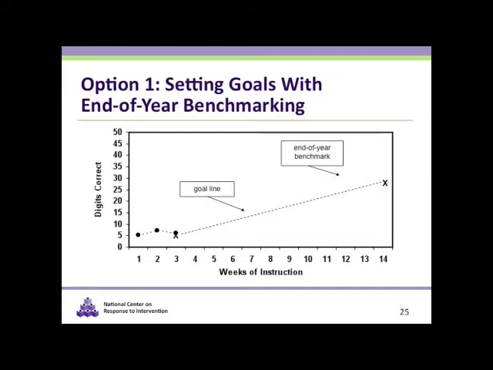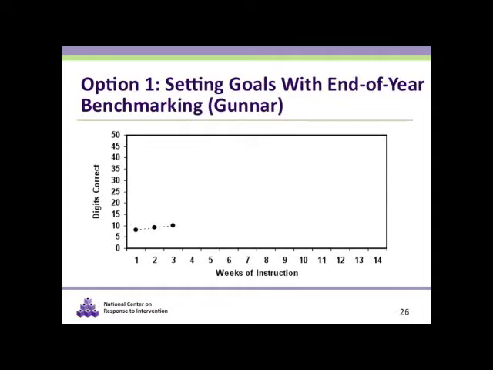At this time, you will want to get out your Practice Using Progress Monitoring Data handout and look at the first example, Gunnar. This is Gunnar's graph. He is a 4th grade student using CBM computation for progress monitoring. Use the chart provided at the bottom of the page to find Gunnar's end-of-year benchmark. Then, mark the benchmark with an X and draw a goal line for Gunnar. You may wish to press pause to complete this activity and then press play when you are ready to continue.